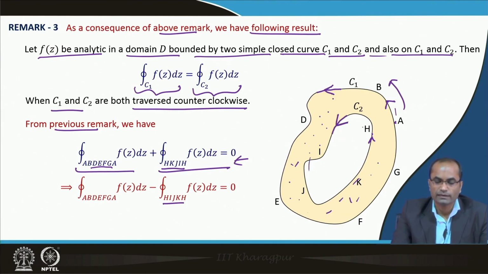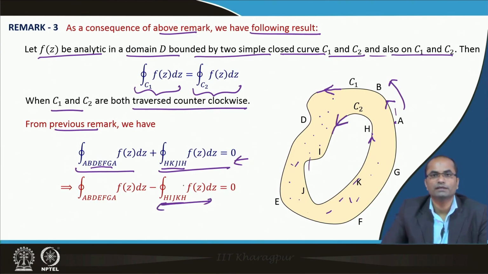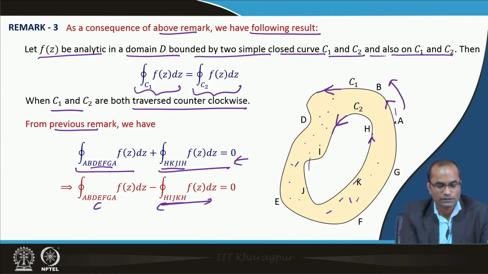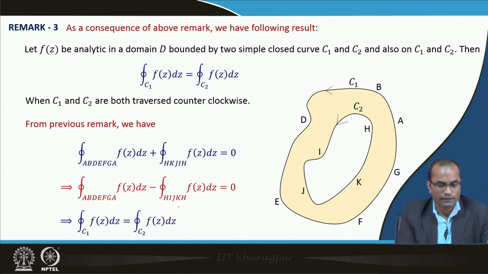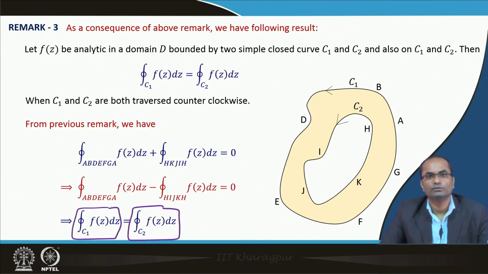So, exactly in the anti-clockwise direction, which in our notation has become the integral over C 2. So, this is the integral over C 1 and this is the integral over C 2. Because of the minus sign, the two integrals sum to 0, so the integral over C 1 is equal to the integral over C 2. Whether we take it on C 1 or on C 2, it does not matter.